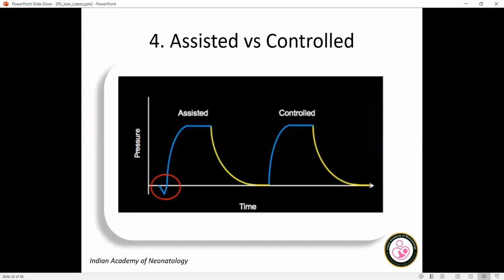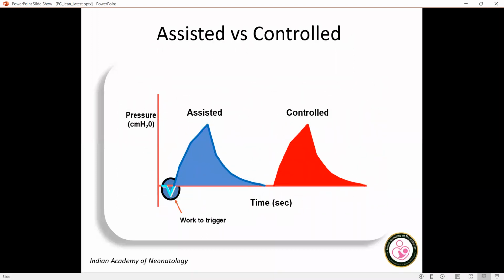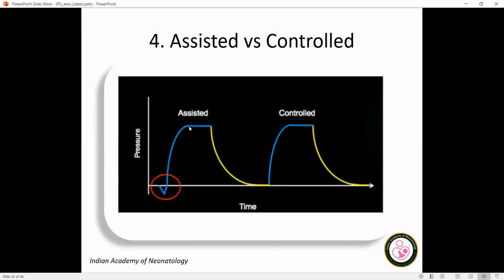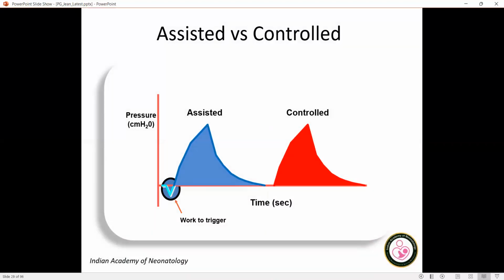Now, another important thing which you can learn from the pressure waveform is whether it is an assisted or a controlled breath. In an assisted breath, we can see a negative deflection, which is actually the trigger from the baby's side. In a completely controlled breath, there will be no negative deflection. This is how we identify an assisted breath or a controlled breath. This one is pressure control and this one is volume control, which is why the waveform looks like a triangle.